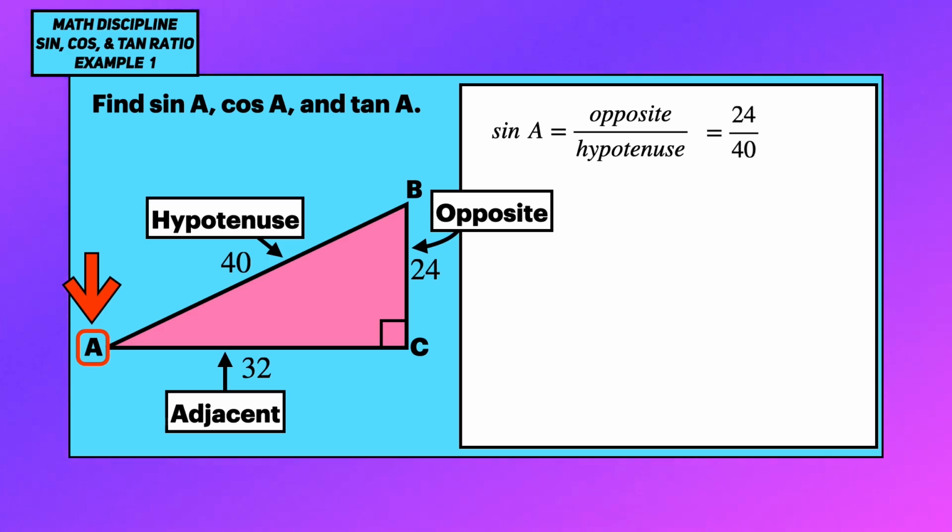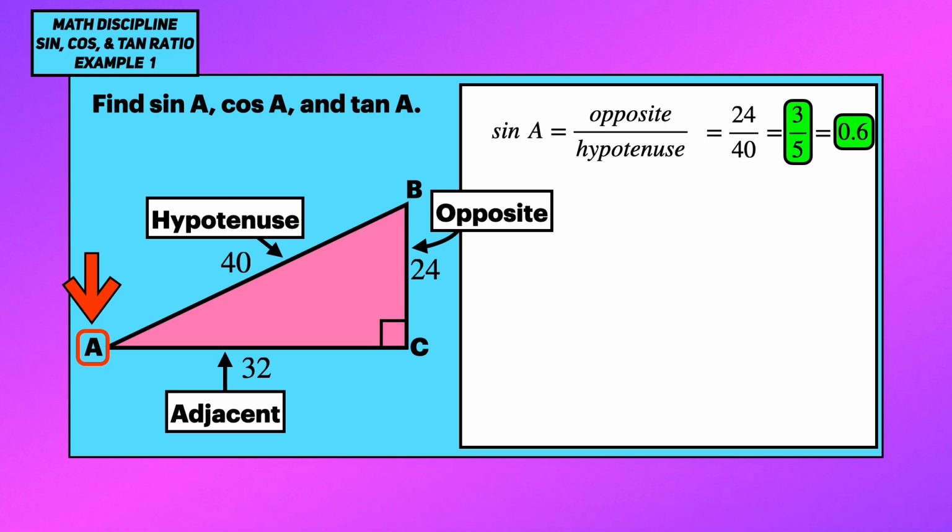Now in math, we always have to simplify our answers. So we could simplify our fraction by dividing our numerator and denominator by 8. This gives us 3 over 5. This is our simplified answer in fraction form. Now if you want our answer in decimal form, we divide 3 by 5 and that gives us 0.6. So 3 over 5 is our simplified answer in fraction form and 0.6 is our answer in decimal form.